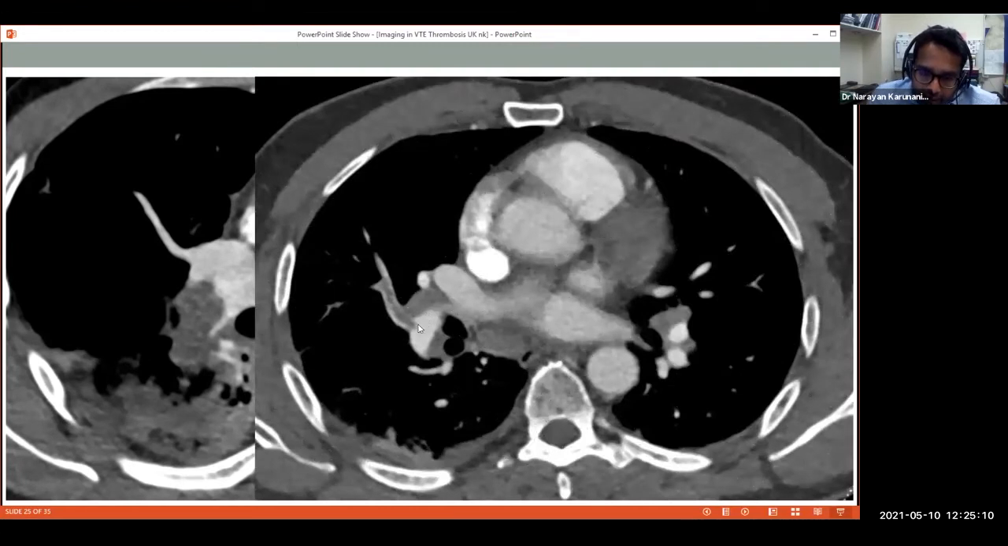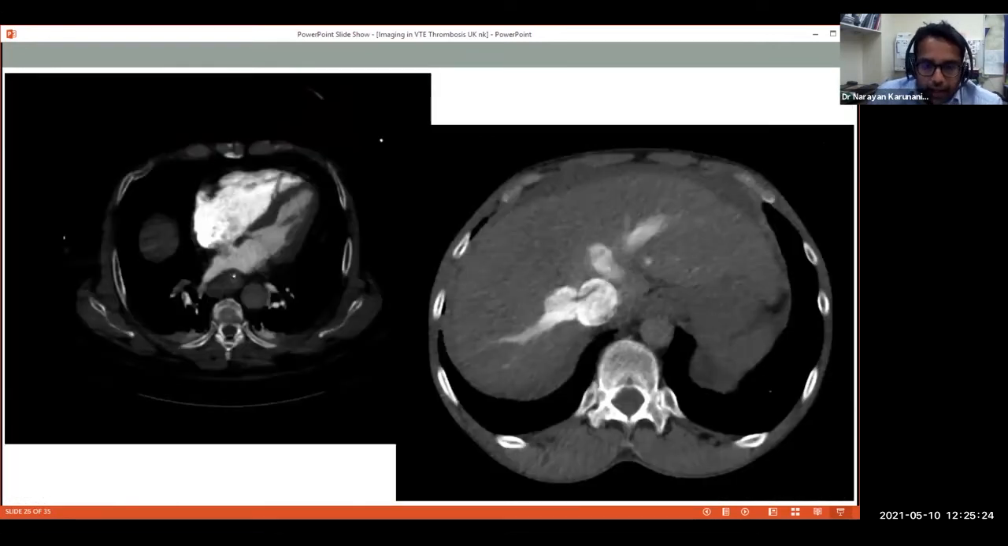Even when they go into segmental branches or the smaller dividing branches, you can very nicely appreciate that there is thrombus extending into that right segmental pulmonary artery. In addition, we get to look at the heart, which gives us information about the degree of right heart strain. And this view here shows the right atrium and ventricle and the left atrium and ventricle. And we can see clearly here that the right ventricle is larger than the left. There's flattening of the interventricular septum, which clearly indicates that the right heart is under strain.